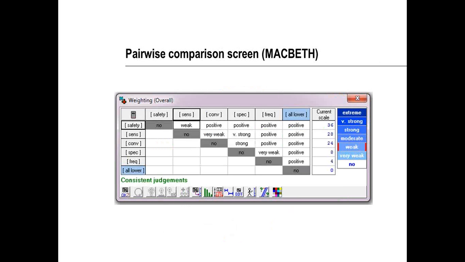And so this is a screenshot of MACBETH about the different pairwise comparisons to make. You see that instead of 4 decision criteria with the AHP for comparing the importance, here you have all the 5 decision criteria together. You're going to compare whether safety is more important than the sensitivity of these screening techniques. And so you are going to systematically compare all the different pairs of criteria with each other: which one is more important, and how much more important is it.